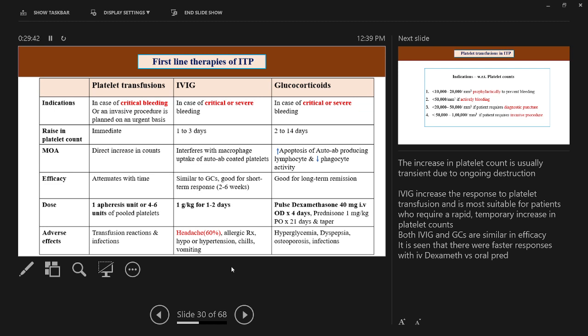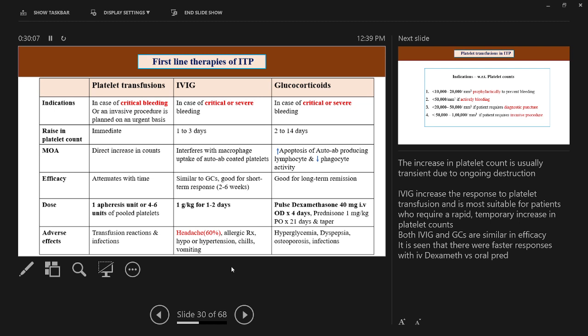IVIG is used in case of critical or severe bleeding, and the rise in platelet counts is within 1 to 3 days. And IVIG, when we give it along with the platelet transfusion, increases the patient response to platelet transfusion. So the increase in the platelet counts is more rapid when you add IVIG therapy. This IVIG works by interference with the macrophage uptake of the autoantibody coated platelets.